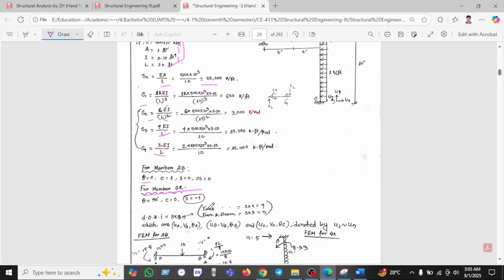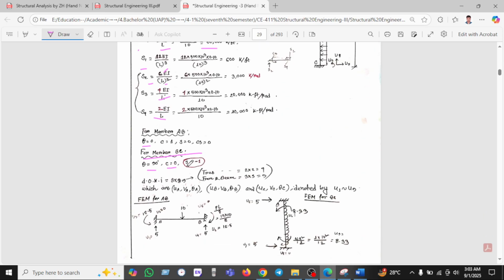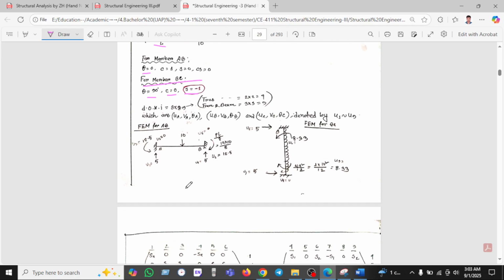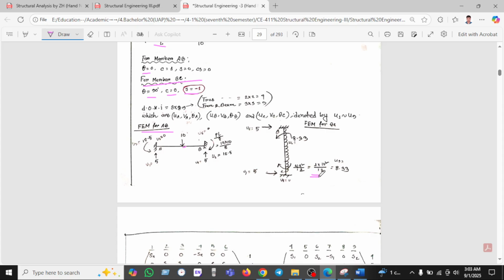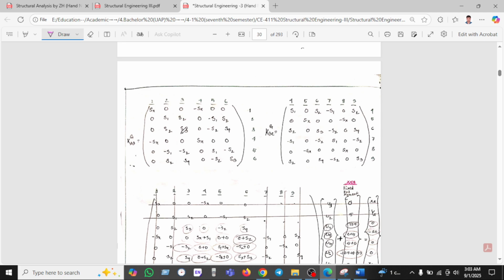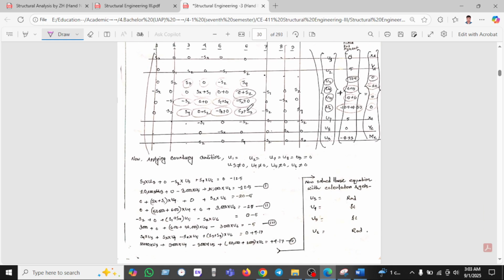For a vertical member, theta will be 90 degrees, and C equals 0 and sin 90. Okay, so after finding the fixed end moment AB, we have found PL by 4 for a point load. Here is the point load. For a uniform load, it is WL square by 12. After finding this below, we can formulate this formula and find it here.